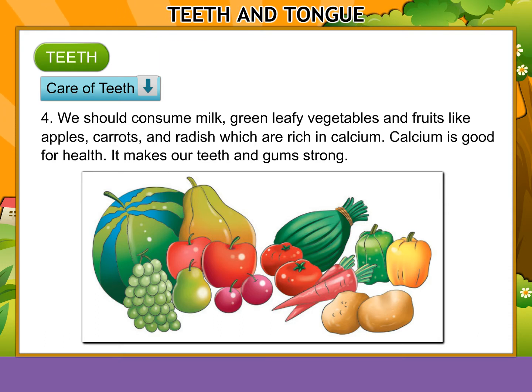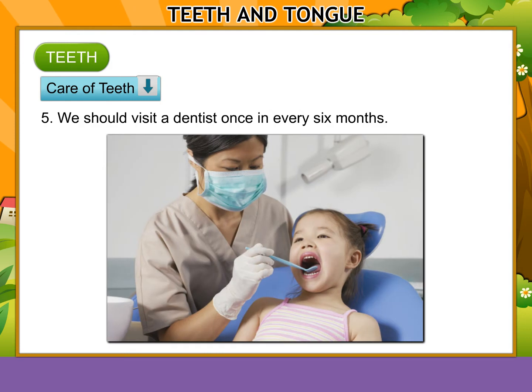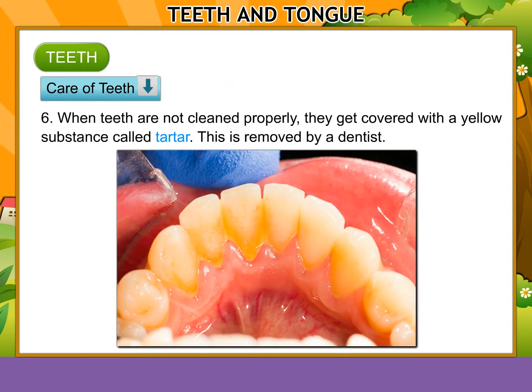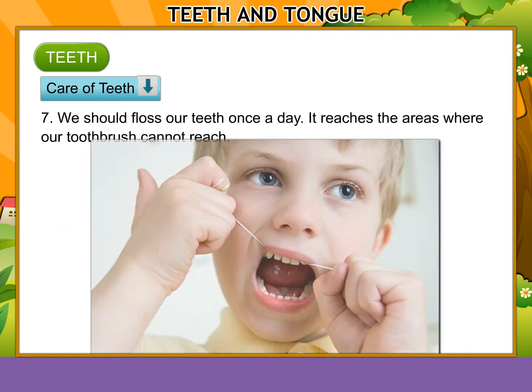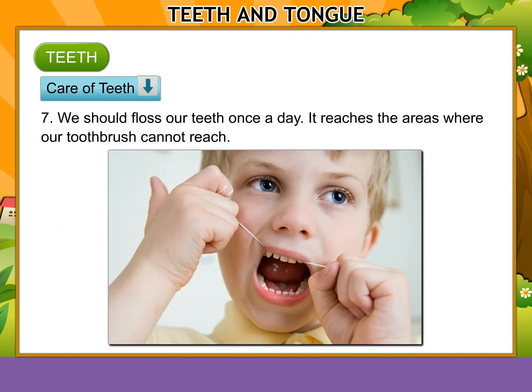Calcium is good for health. It makes our teeth and gums strong. We should visit a dentist once in every 6 months. When teeth are not cleaned properly, they get covered with a yellow substance called tartar. This is removed by a dentist. We should floss our teeth once a day. It reaches the areas where our toothbrush cannot reach.